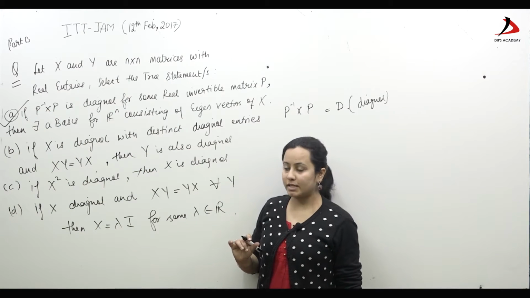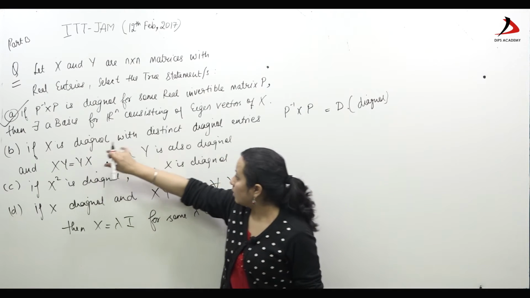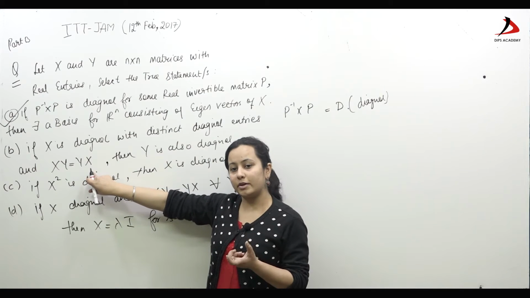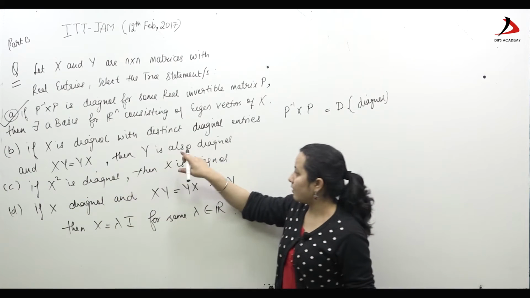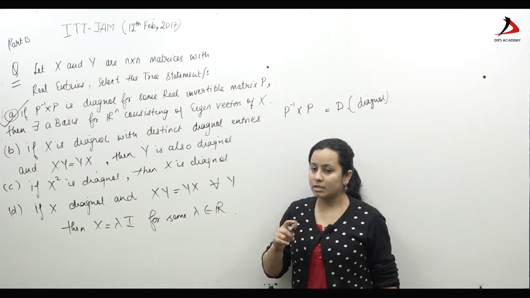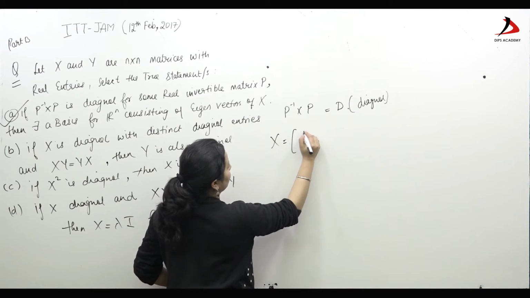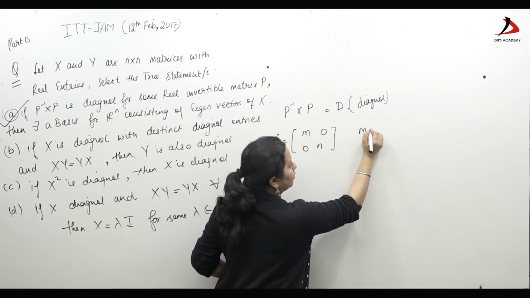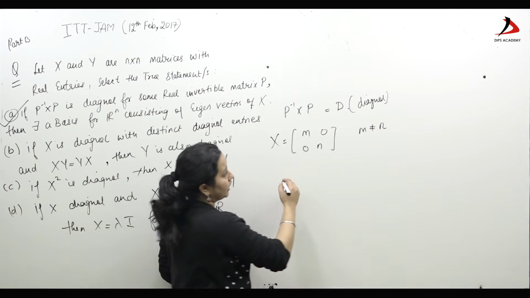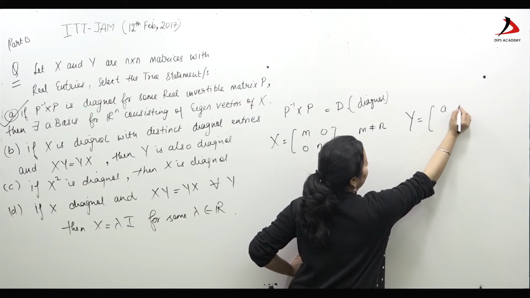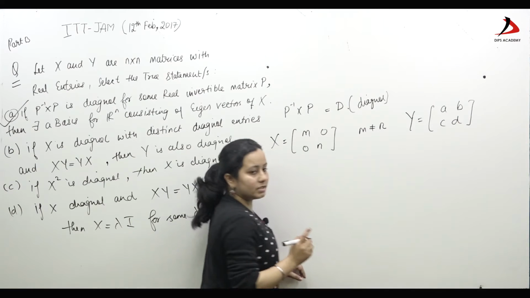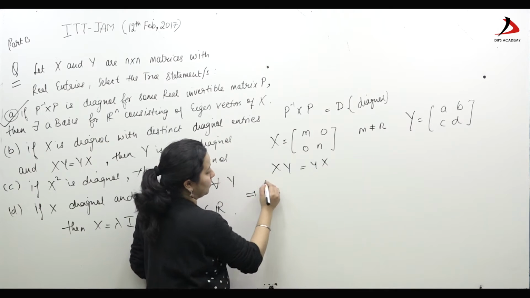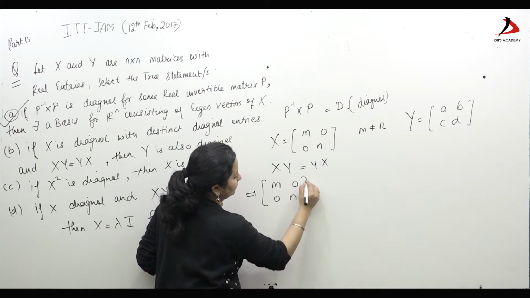Now the second option states that if X is diagonal with distinct diagonal entries and XY equal to YX, meaning the matrices X and Y commute, then Y is also diagonal. Let us suppose X to be m, 0, 0, n, a diagonal matrix, and m not equal to n. Let Y be any arbitrary matrix a, b, c, d, and it is given that XY equal to YX.